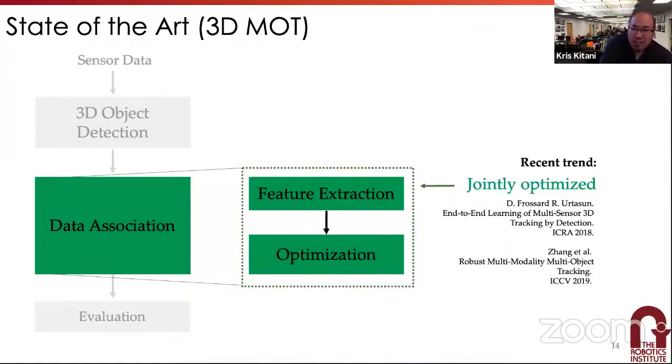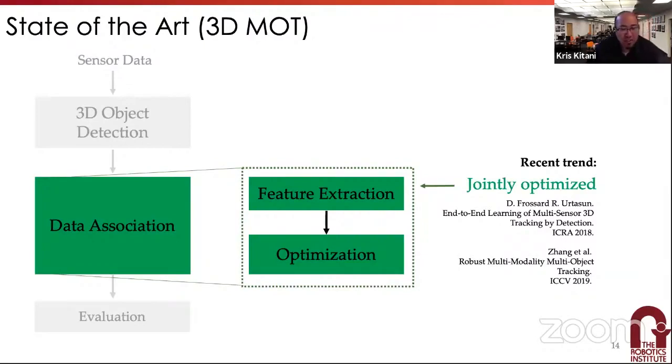One of the recent trends that we've seen in data association was breaking up the data association module into two parts: a feature extraction module and an optimization module. In traditional methods, you would just get your 3D or 2D object detections and then put them into an optimizer like the Hungarian method or some kind of tracking. But now we've seen this split, and they're typically now jointly optimized.